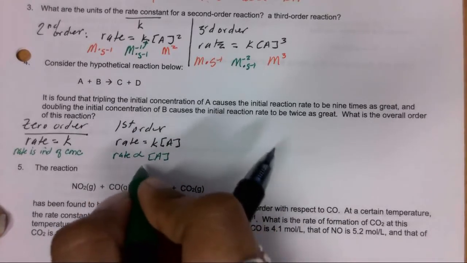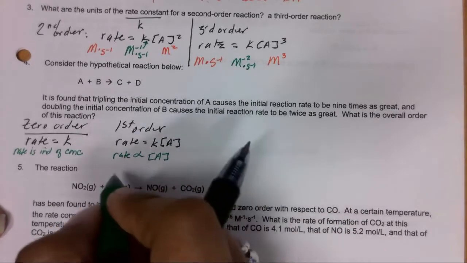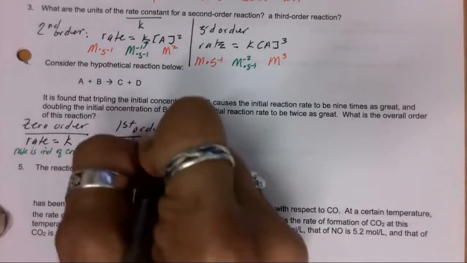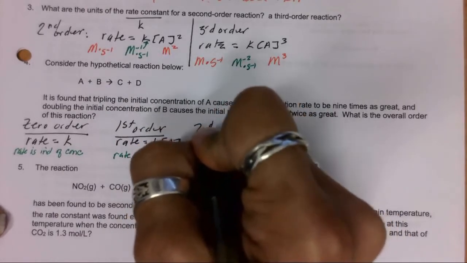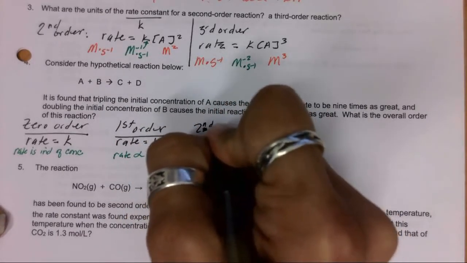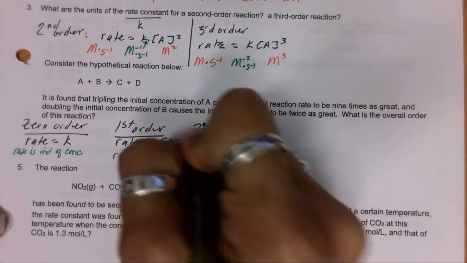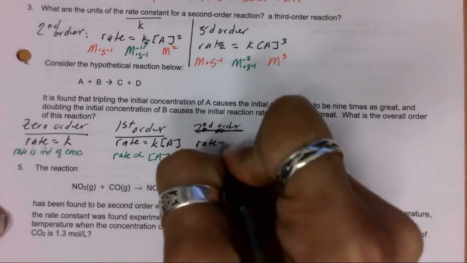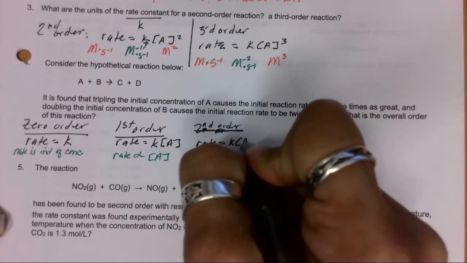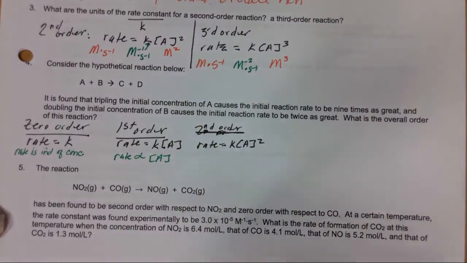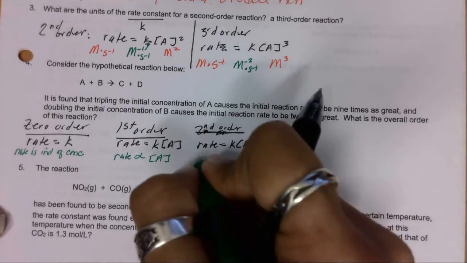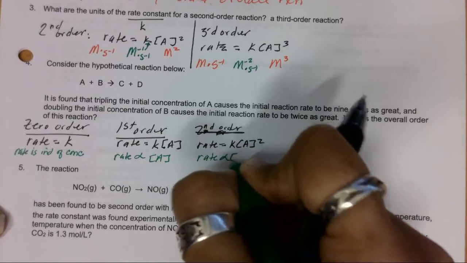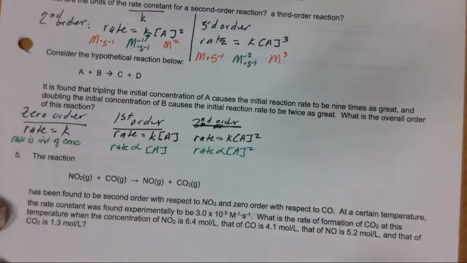If I double the concentration, I double the rate. If I triple the concentration, I triple the rate. Okay? Remember that? That's first order. Second order, we said that rate is equal to K times the square of the concentration of A, right? So what does that mean? It means that rate is directly proportional to the square of the concentration of A, right?